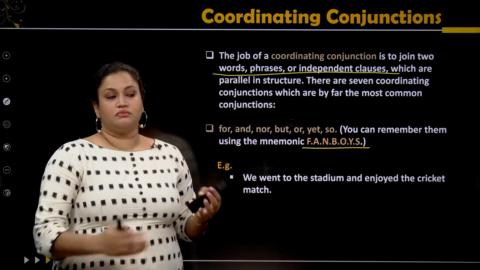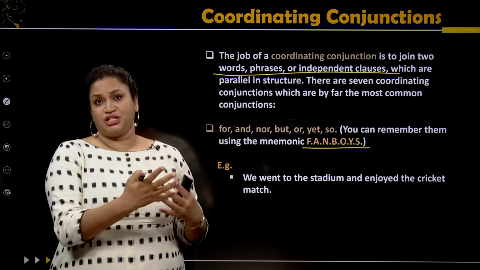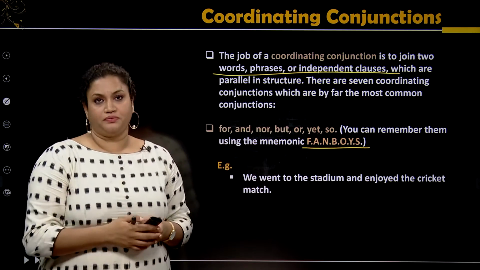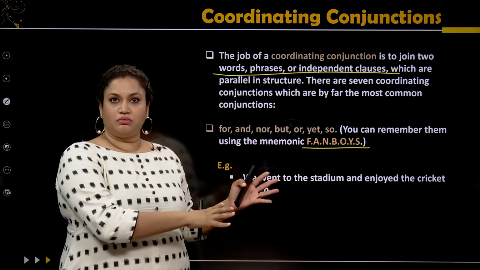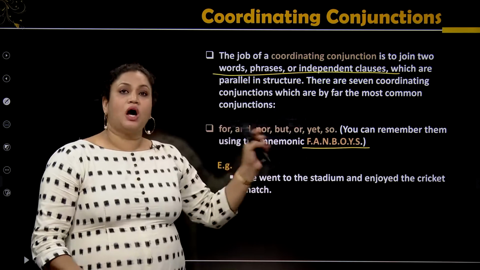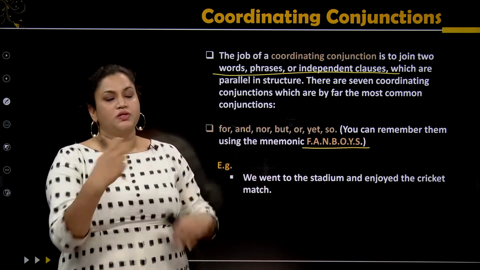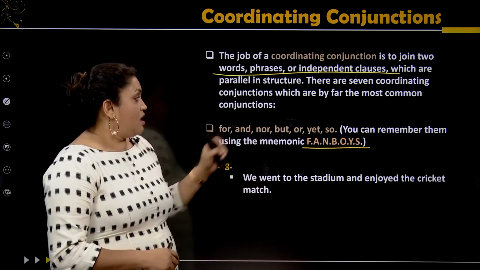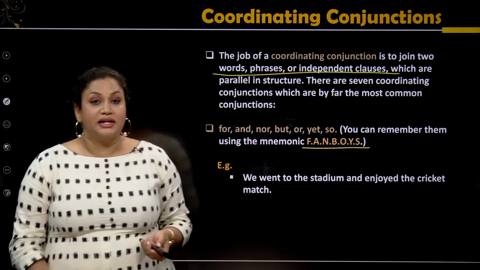Nor: she said that she would come, nor I could have bought it. So there are two different parts. In the same way, yet. So these all are used to say the cause or the effect and stuff like that. So that is about the coordinating conjunctions.